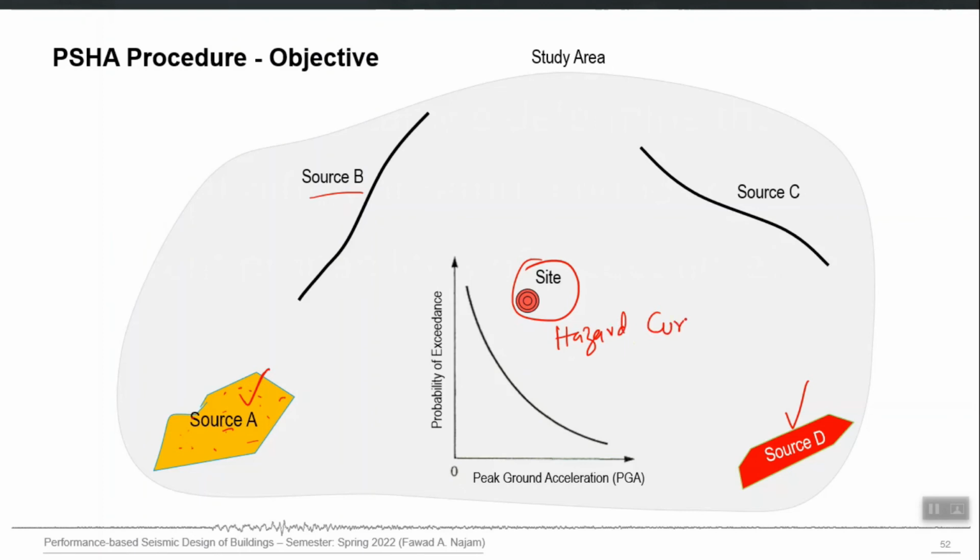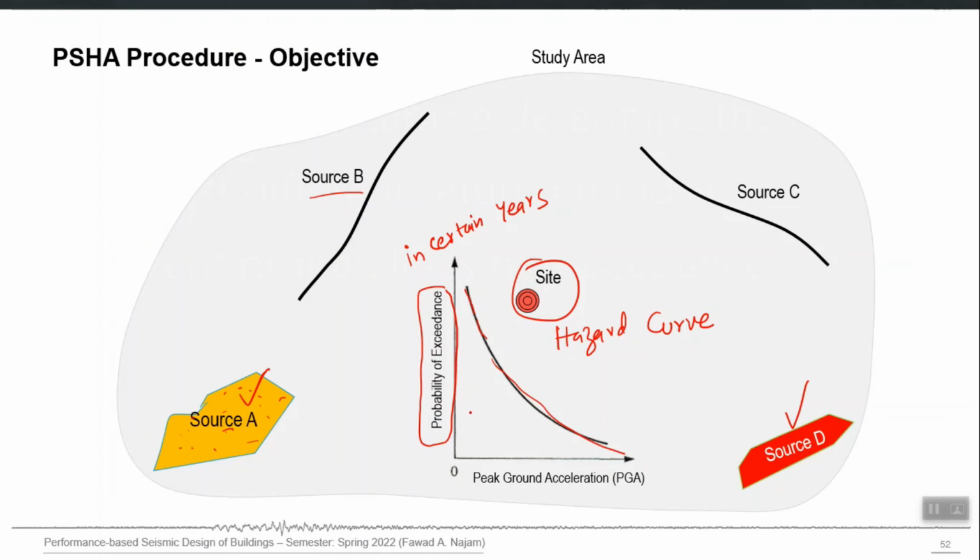Hazard curve. So you have the probability of exceedance in certain years of exposure on y-axis, and the peak ground acceleration or any hazard parameter on x-axis, and PSHA will allow you to construct this whole curve, right. This whole curve will be the output of PSHA and not one number.